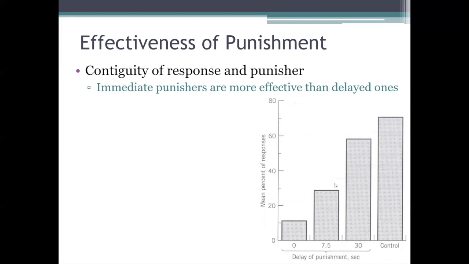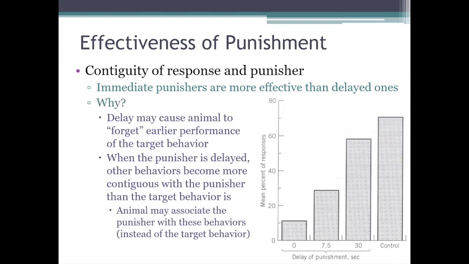And you can see that in this graph. So in this study, all of the rats got the same intensity of shock, but the researchers varied the contiguity of the shock with the bar pressing response. Some rats got shocked immediately after they pressed the bar. Others got shocked after delays of various lengths. And as you can see, there's a pretty orderly relationship here where the more you delay that punisher, the less effective it becomes at suppressing the response that you're trying to suppress.